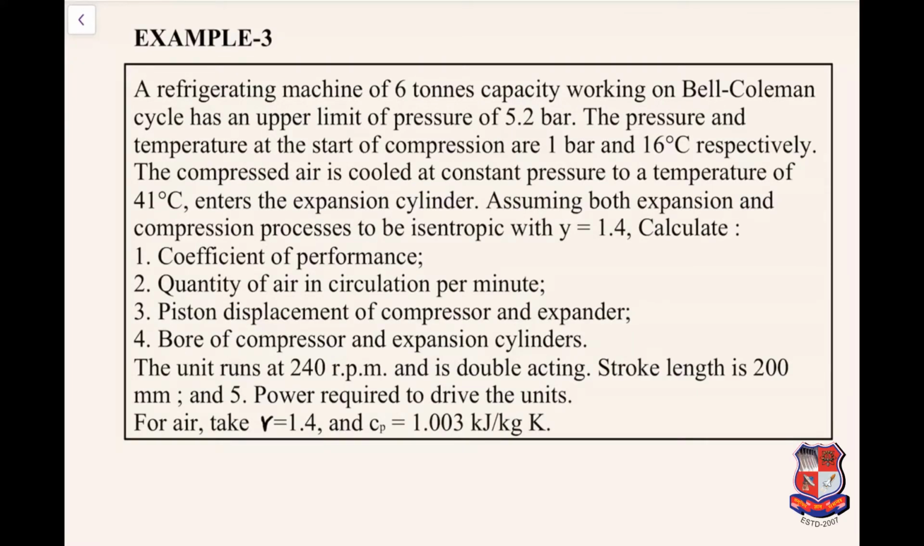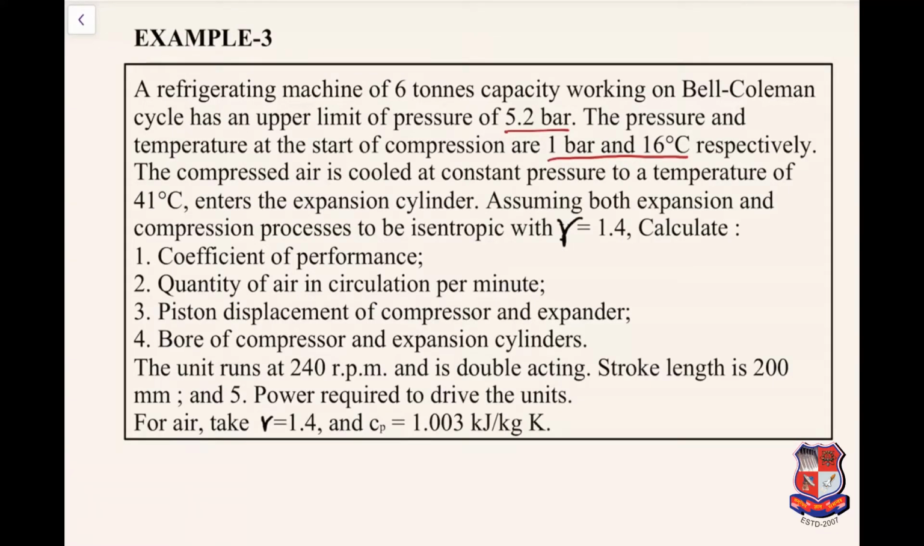The refrigerating machine of 6 ton capacity working on Bell-Coleman cycle has an upper limit of pressure of 5.2 bar. The pressure and temperature at the start of compression are 1 bar and 16 degrees Celsius respectively. The compressed air is cooled at constant pressure to a temperature of 41 degrees Celsius, enters the expansion cylinder, assuming both expansion and compression process to be isentropic with gamma equal to 1.4.